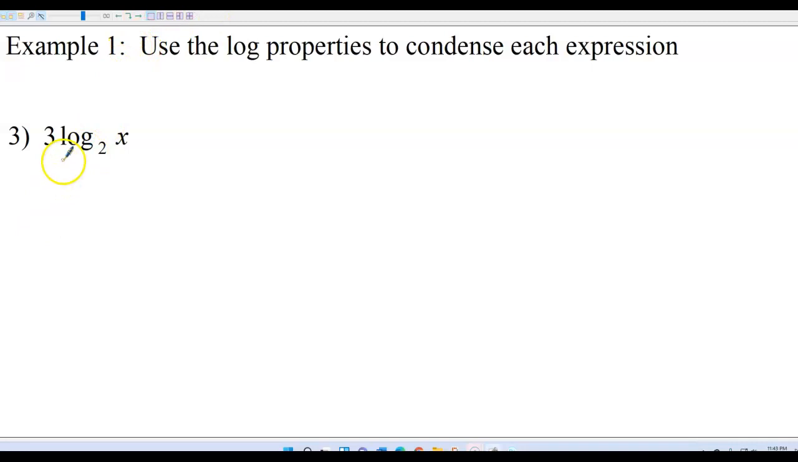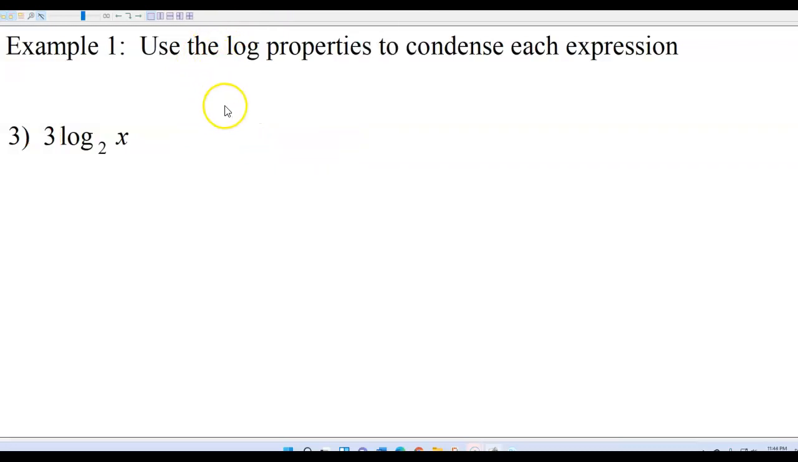So on this one, I've got a log that's being multiplied by a number in the front. So take a look at your properties and see which property you think might apply here. Not surprisingly, that's property 3. And according to property 3, if you have a log that's being multiplied by a number, you could take that number off. So you have just a log now. And you could put that number that was in the front of the log here as an exponent. Okay? And so that's it for that one.